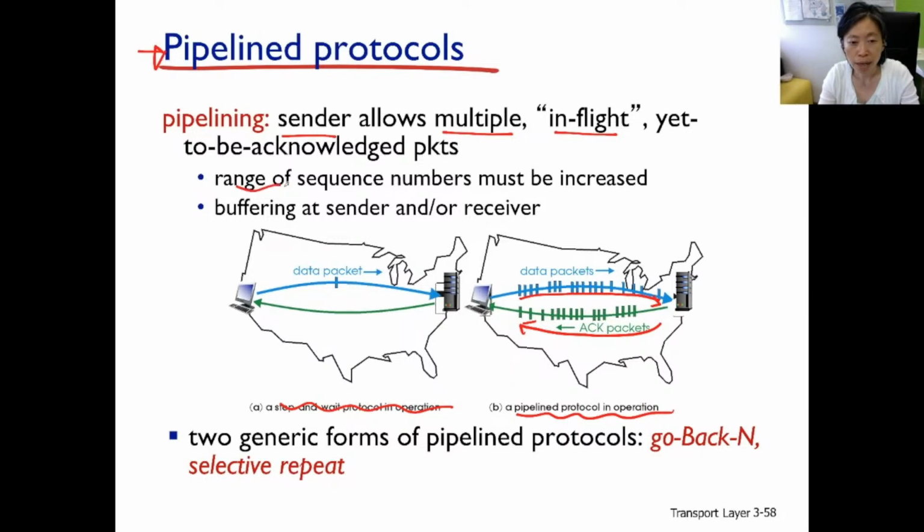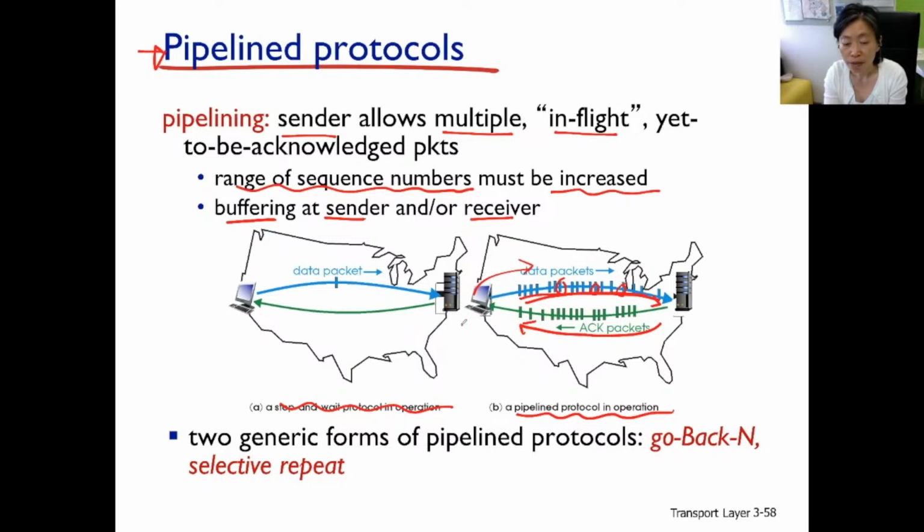So the range of sequence numbers needs to be increased. Previously in RDT 3.0, we used just 1 bit, 0, 1. But now we need to allow multiple packets going out simultaneously, and we need to make sure that we acknowledge each of these packets. So we need to tell each of these packets in flight apart. Well, the sequence number definitely needs to be expanded. And we'll need buffering at the sender and the receiver side as well. Because, hey, what if multiple of these packets in flight are dropped? They need to be retransmitted again.